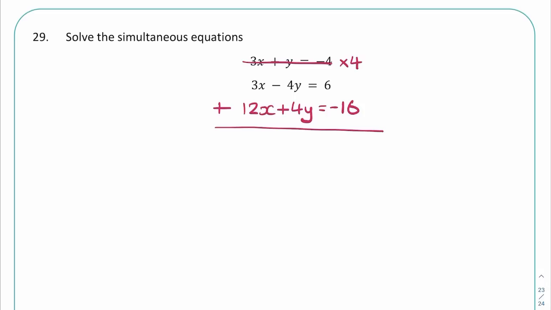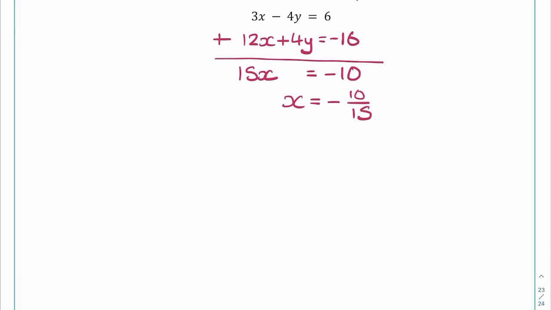So 3x and 12x is 15x, negative 4y and 4y cancel out, and negative 16 add 6 is negative 10. I now need to divide by 15, so I get x is equal to negative 10 divided by 15, and I get a fractional answer, which is absolutely fine, although I would want to simplify this fraction because we need to sub it back in to find y. They both divide by 5, so it's a really nice one to simplify if you can get to this point.